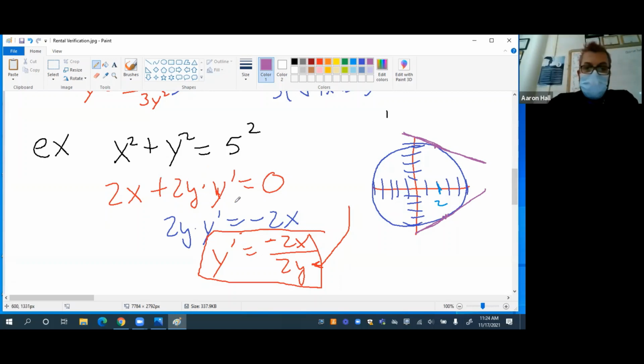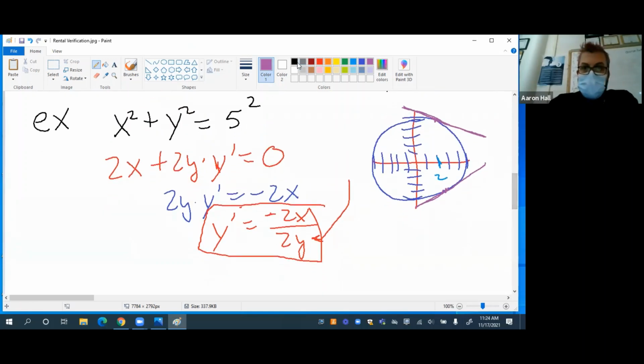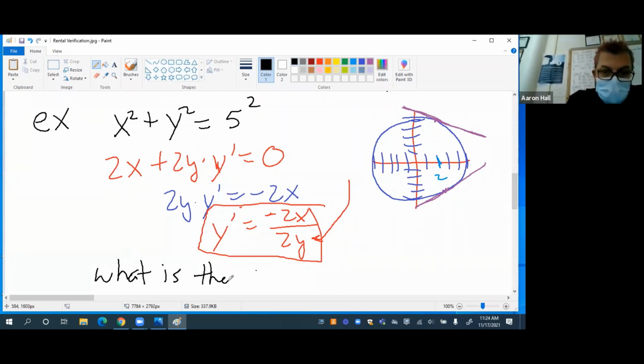All right. So what is the slope? I want to know in this case, what is the slope at 4, 3?